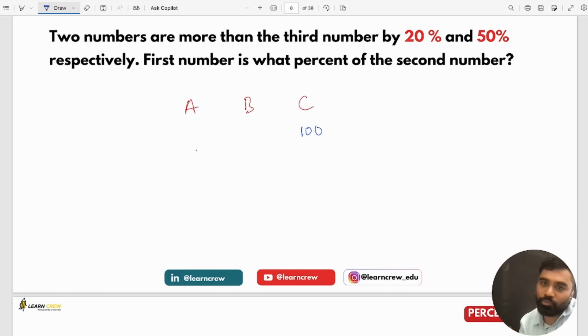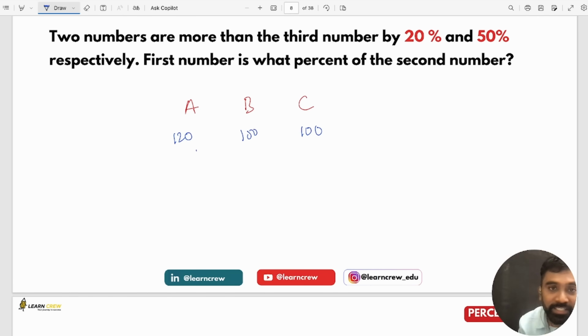Just assume 100. You can take any number you want, but for me, 100 is convenient. Okay, 100, sir. Great. If the third number is 100, the first number is greater by 20% and the second number is greater by 50%. Two numbers are more than the third number by 20 and 50%. So this is nothing but 120, and this is nothing but 150.